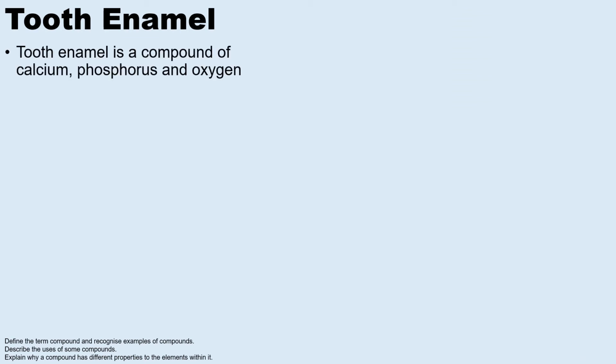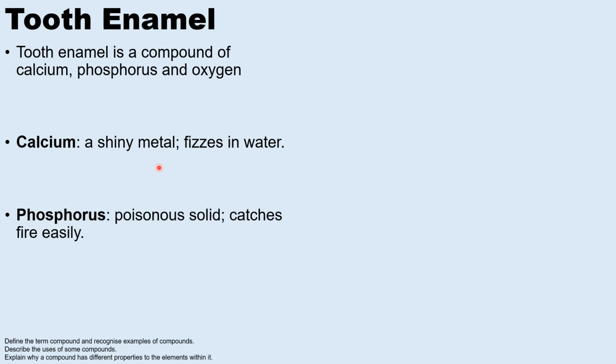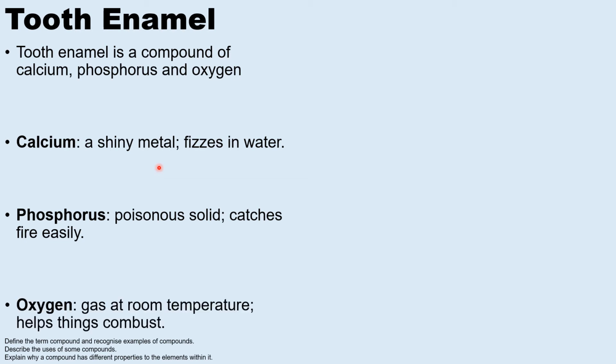We've also got tooth enamel. Tooth enamel is the hard stuff on the outside of your teeth that protects the inside of your teeth. It is a compound of calcium, phosphorus, and oxygen. Calcium, again, like sodium, is a shiny metal and it fizzes in water. Phosphorus is a poisonous solid and it catches fire very easily. And oxygen is a gas at room temperature and helps things combust.